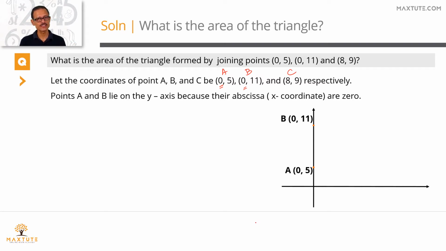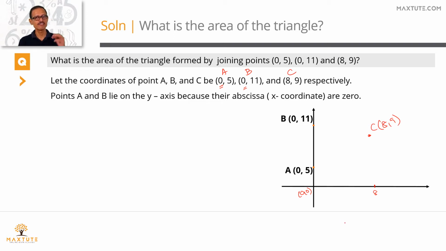Let's plot point C. Point C, the coordinates are (8, 9). So this is (0, 0). We'll have to move 8 units in the positive direction of the x-axis. So let's move 8 units. Let's just say that's the 8 unit mark. And we'll have to move 9 units in the y direction. 5 units, 11 units. 9 is going to be somewhere here. So this point (8, 9) is going to be somewhere at this place.